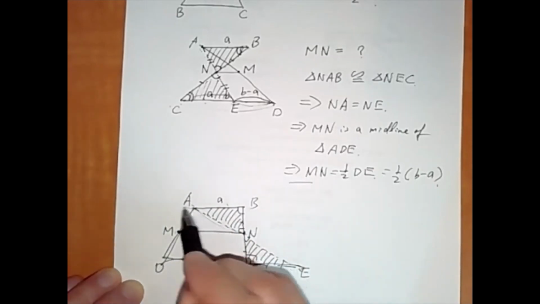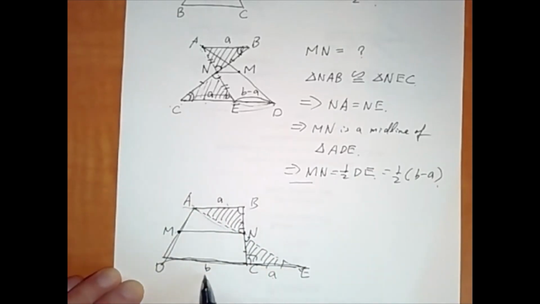You see this big triangle, the base has length A plus B. Then MN as a midline is half of A plus B.